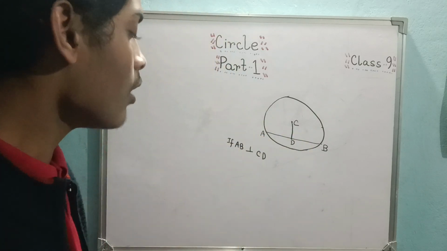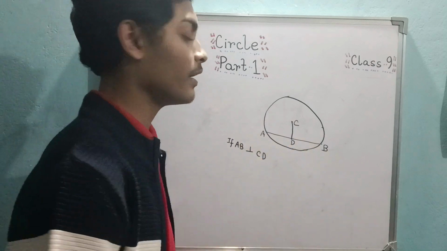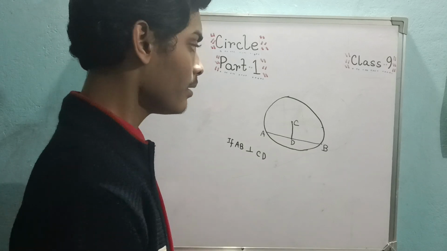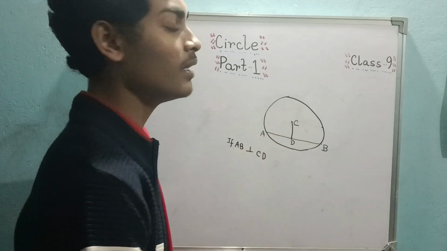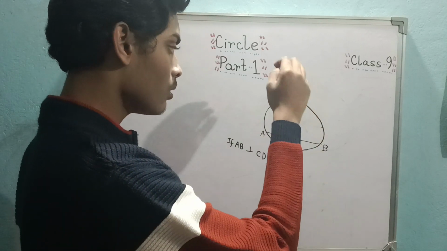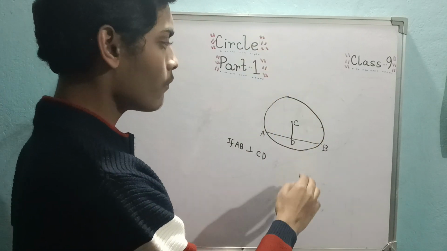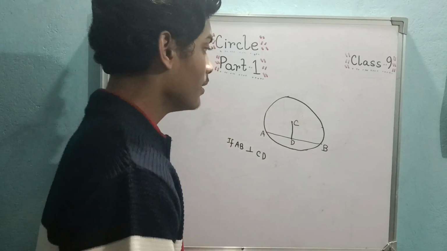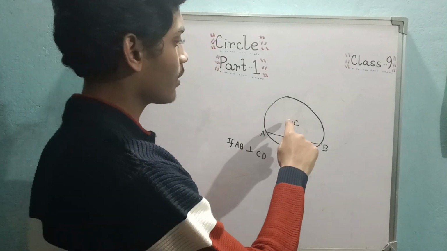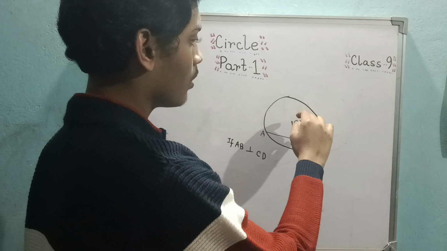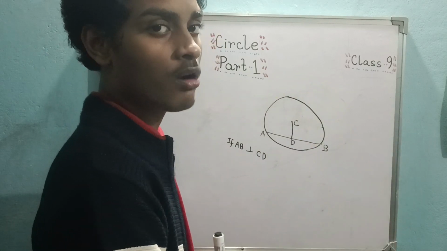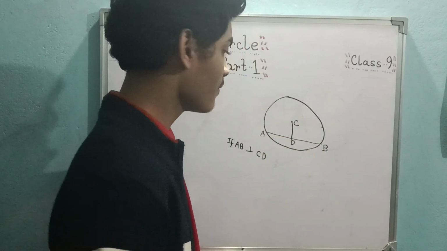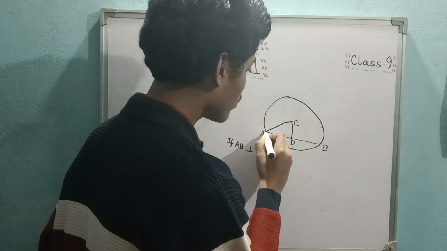So you have to remember that if you have a chord AB and you draw from the center a perpendicular on that chord, then this CD is the distance of your chord from the center. Now, I told you that from the center to any point on the circumference, if you join, it will be a radius. Then AC is also a radius, right?